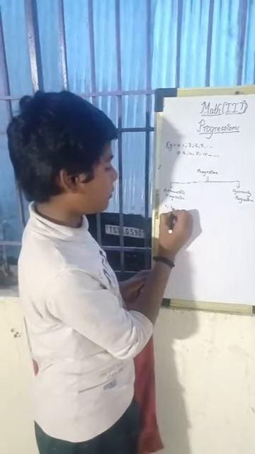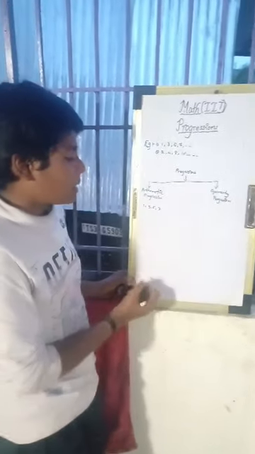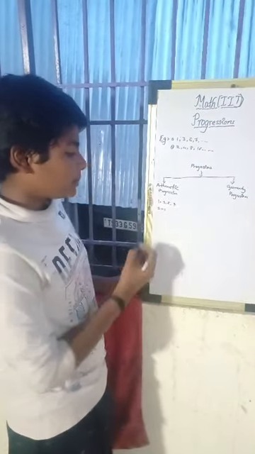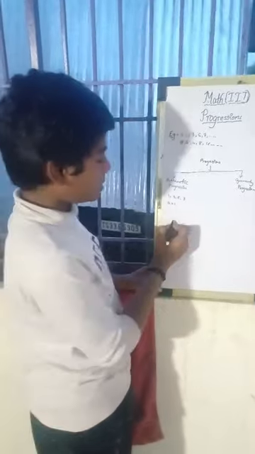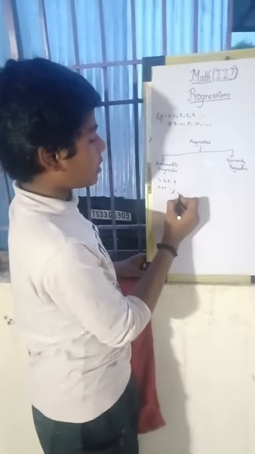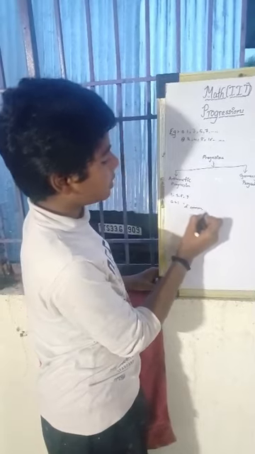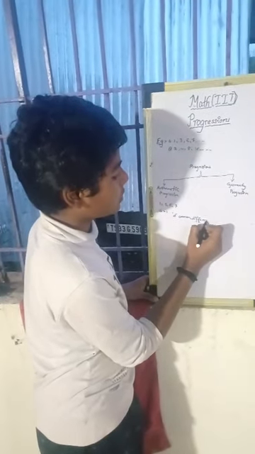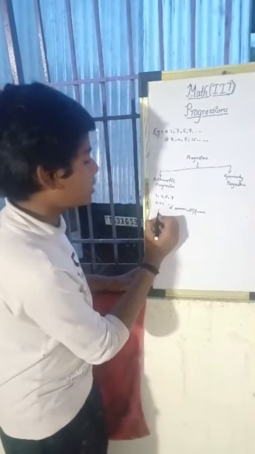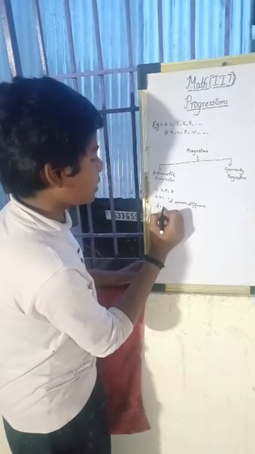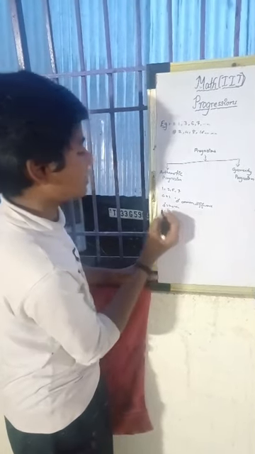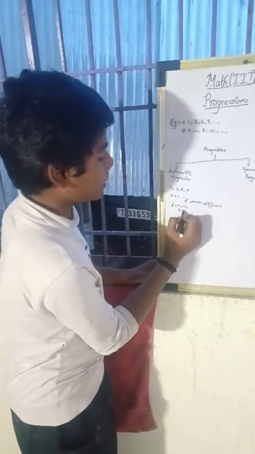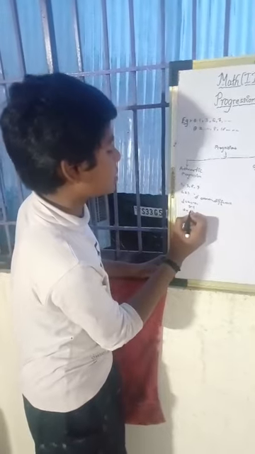In 1, 3, 5, 7, the first number is A equals 1, and D means common difference. D is equal to A2 minus A1. Here A2 is 3 and A1 is 1. So the common difference is equal to 2.